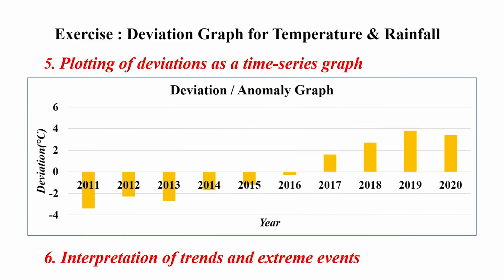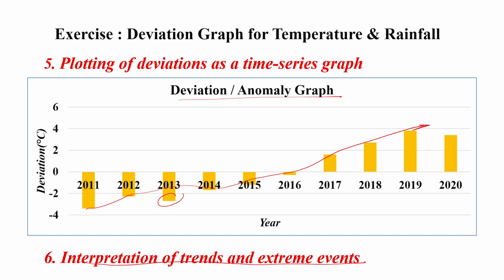This is the deviation graph for the same data which we have plotted. Only here has it gone down. Apart from that, every year it's increasing. So here we can interpret the trends and extreme events. If any climatic change happens in a particular year, we can get insights from this. So this is our deviation graph. We have done it for temperature, and the same way we can do it for rainfall data as well.